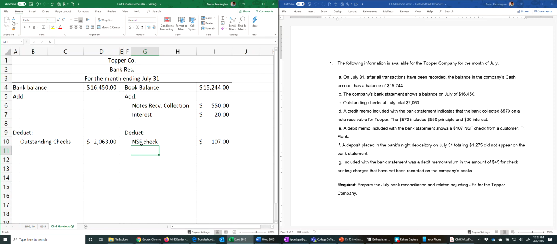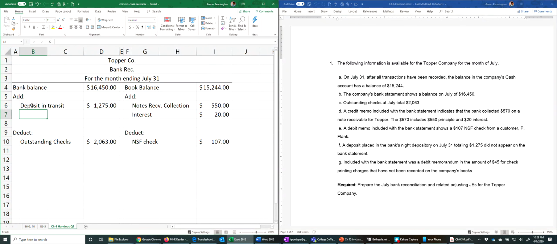F. A deposit placed in the bank's night depository on July 31st, totaling $1,275, did not appear on the bank statement. So there's your deposit in transit. We add that to the bank balance, because that's exactly what the bank is going to do when they process that deposit the next business day, whether August 1st or whenever. The bank would credit the amount placed in the night depository.